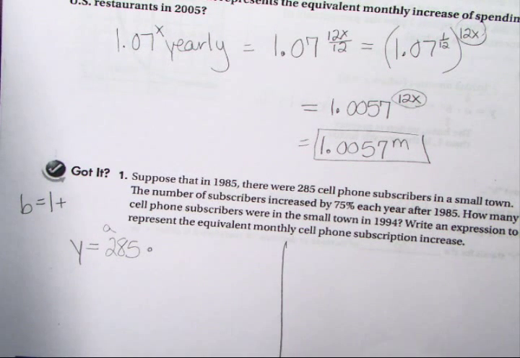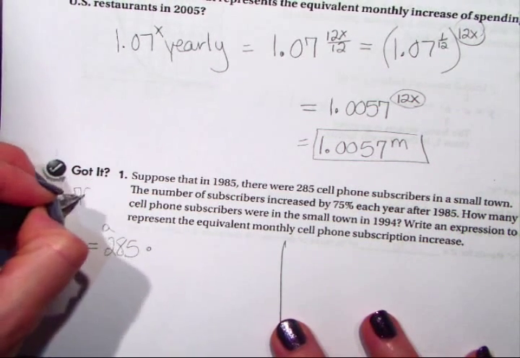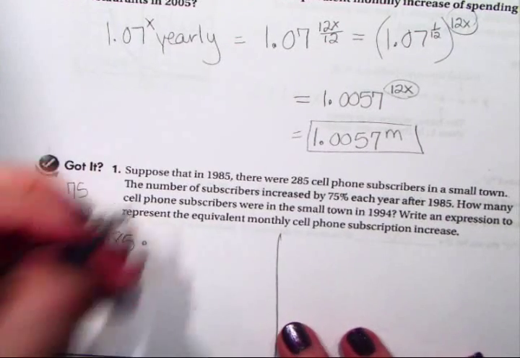But remember, B is made up of 1 plus the percent. So what is the percent in this problem? 75%. So we need to change that to? 0.75. Very good. So B is actually? 1.75. That is very good.